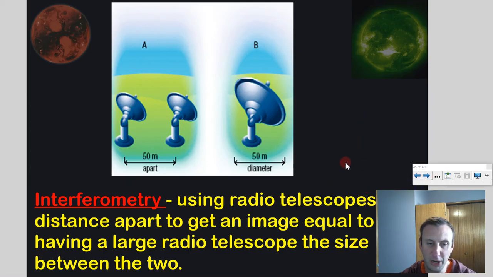And that's called interferometry. So in interferometry, we use radio telescopes that are a distance apart to get an image equal to having a large radio telescope the size between the two. So if we have two radio telescopes that are 50 meters apart, and then we're monitoring both of those, then we can combine those signals, and it's like we have instead a telescope that is 50 meters in diameter. So by combining two telescopes together and the data we're getting from it, it's like we're actually getting information from a telescope that is the size of the distance between those two telescopes. And that's called, again, interferometry.